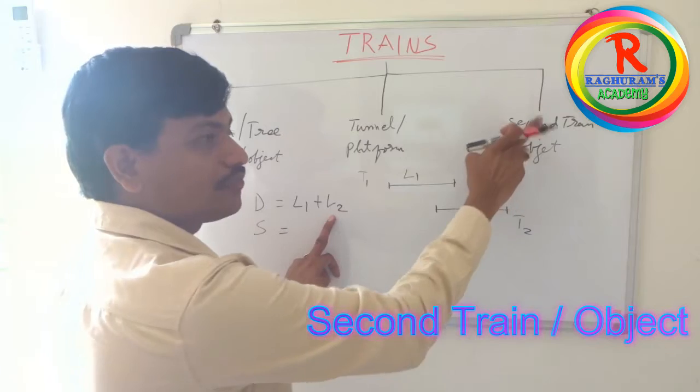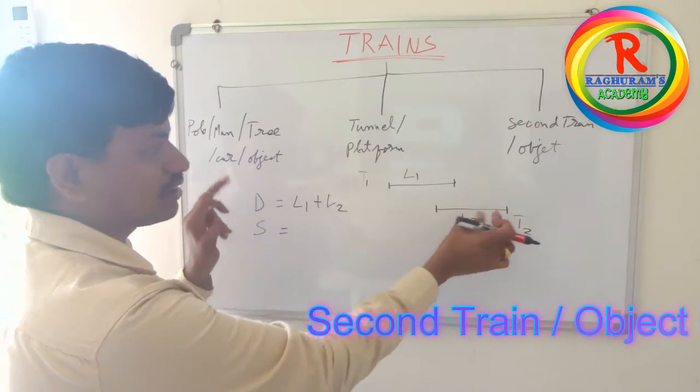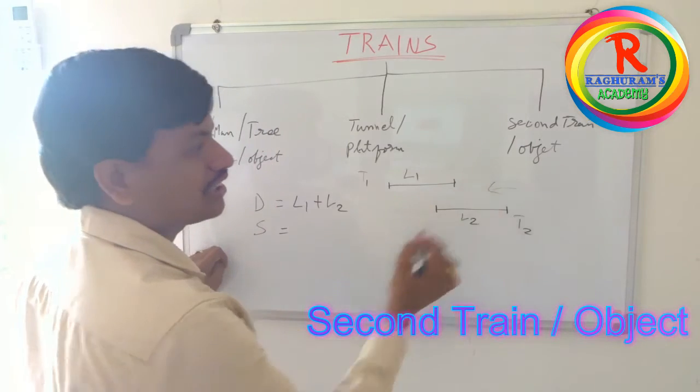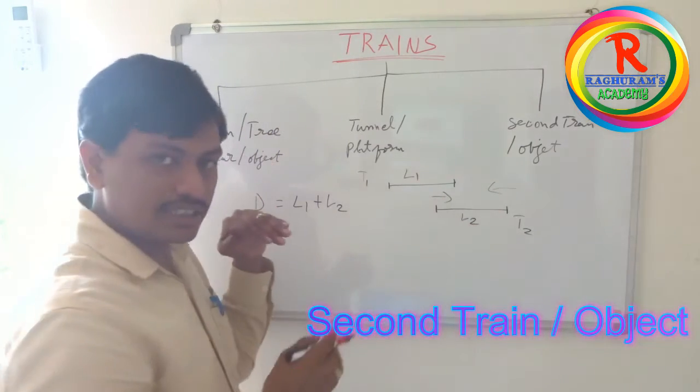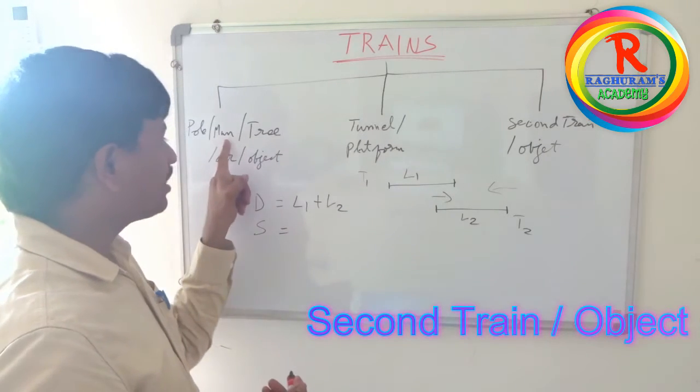In the case of the second object being a man or car, suppose the man is coming towards the train or going in the same direction as the train, then we treat the length of the man or car as 0.